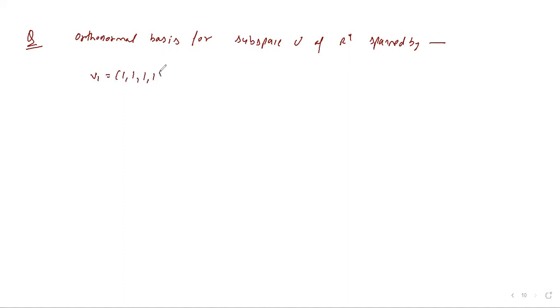Now you can try this question out. This is based on the Gram-Schmidt orthogonalization process. It says apply the orthogonalization process to find the orthonormal basis for the subspace U of R to the power 4 spanned by these vectors: V1 which is 1 1 1 1, V2 which is 1 2 4 5, and the other is V3 which is 1 minus 3 minus 4 minus 2.